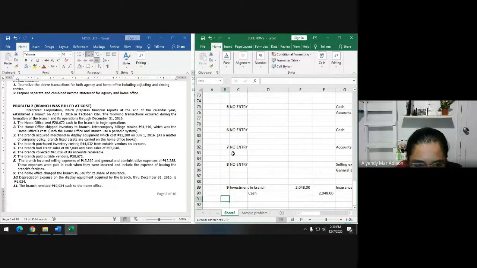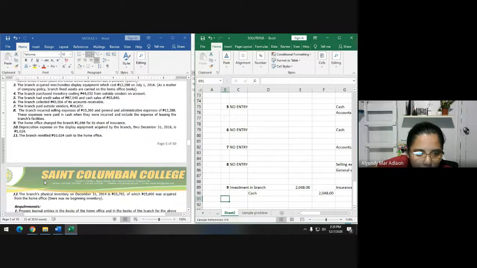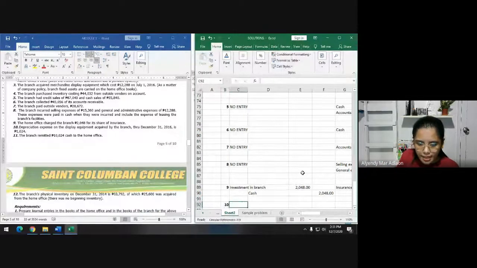Okay, next, number 10. Depreciation expense on the display equipment acquired by the branch in December is 1,024. So, this is part of the adjusting entries. So, later lang na siya i-record. For number 10, see adjusting entries.